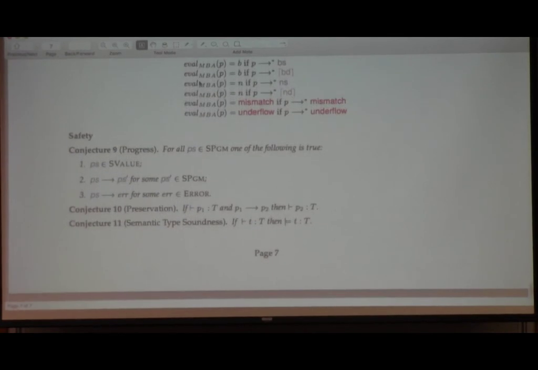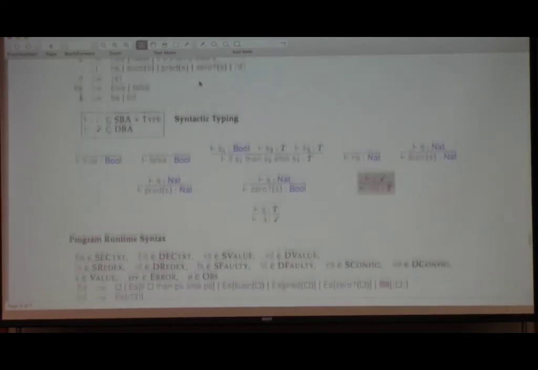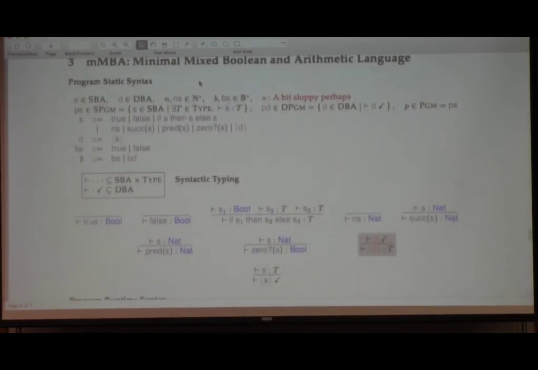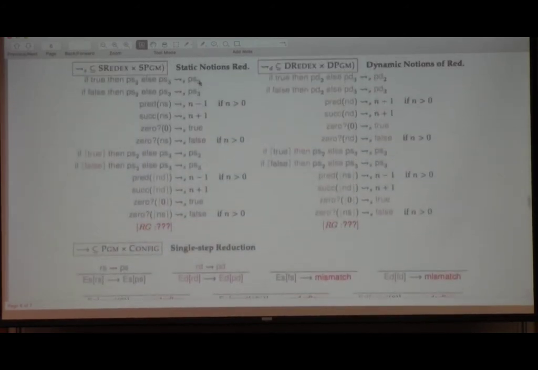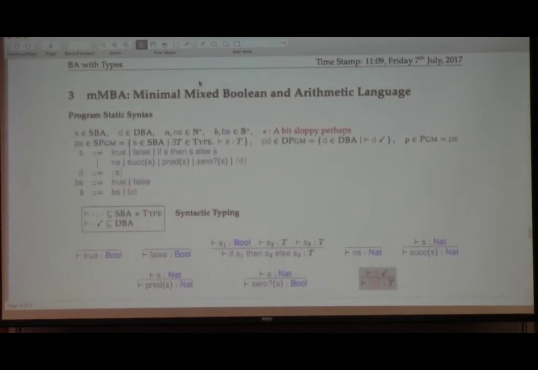So, it's not the right, okay. So that's my old semantics, which I haven't updated. So what I'm going to do here, you can ignore the last page, because that's the same as this page, but what I wanted to talk about was this minimal mixed Boolean and arithmetic language. And what this one is doing is trying to rationalize the idea that these two sister languages are in fact much more closely related than you might have thought.